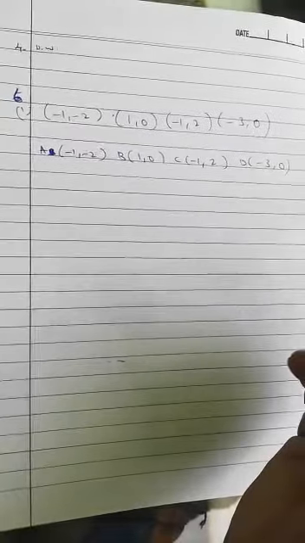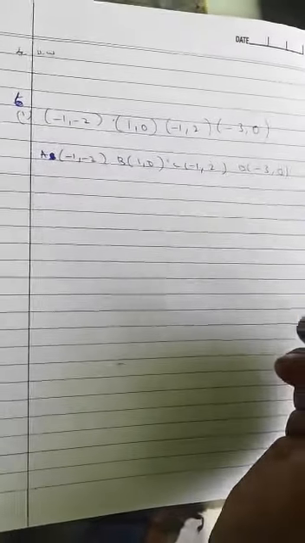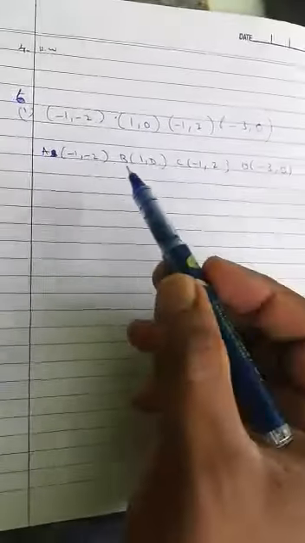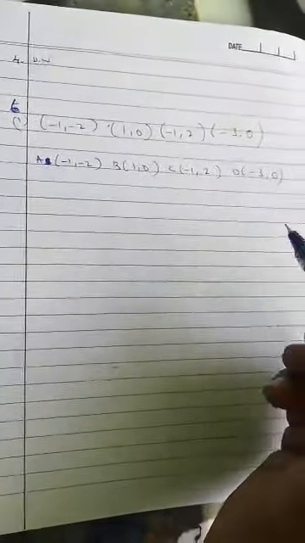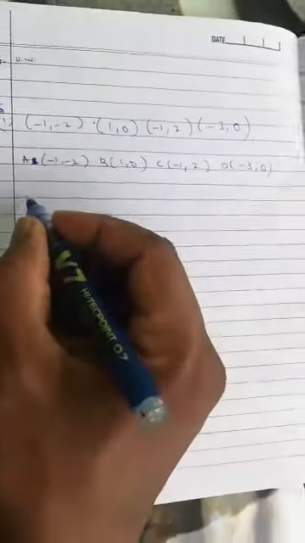Question number 6 is similar to the last questions, but here there are now 4 points. So A, B, C, D. We'll find A, B, B, C, C, D, and A, D. Same as the last question, we'll find 4 times. First we'll take A, B.